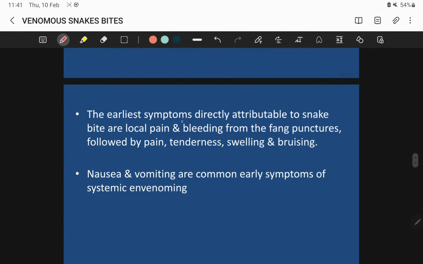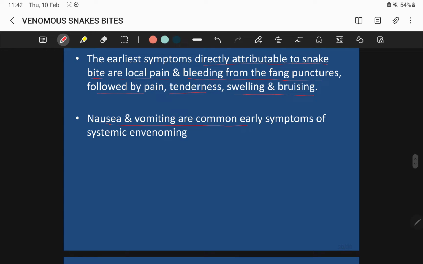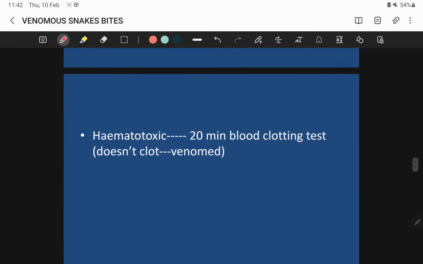The earliest symptoms directly attributable to snake bite are local pain, and then bleeding from the fang punctures, followed by pain, tenderness, swelling and bruises. And then nausea and vomiting are common early symptoms of systemic envenoming. So the venom has worked.